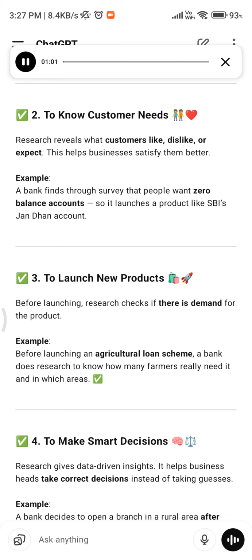3. To launch new products. Before launching, research checks if there is demand for the product. Example, before launching an agricultural loan scheme, a bank does research to know how many farmers really need it and in which areas.